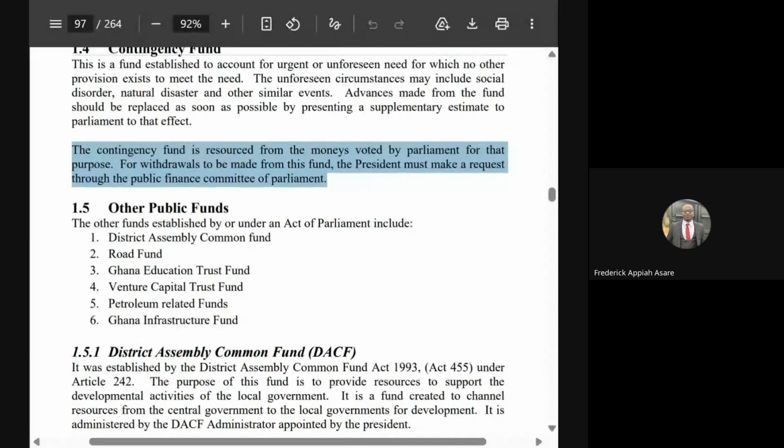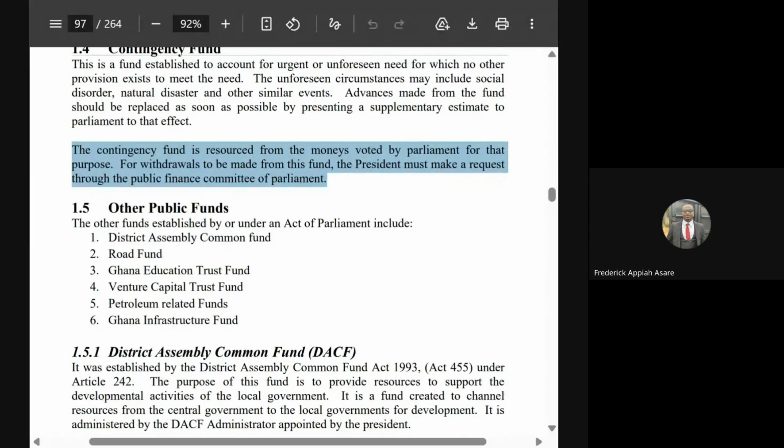So you realize that the Constitution has clearly stated how the funds must be managed, and how withdrawals must be taken from the fund.